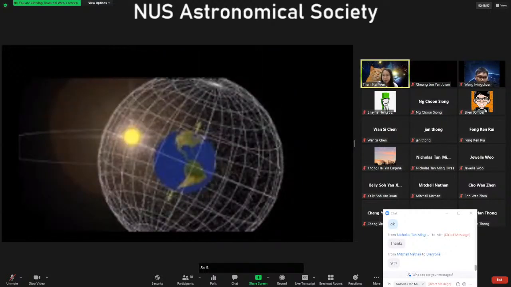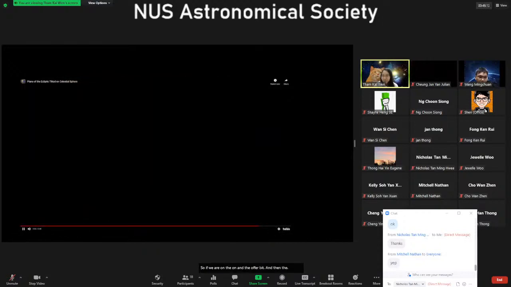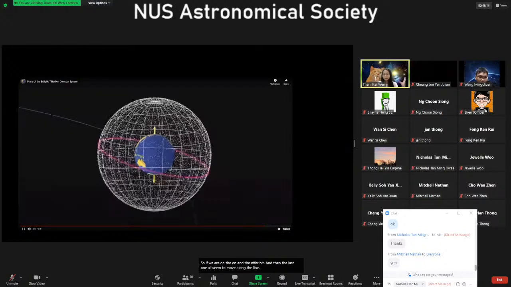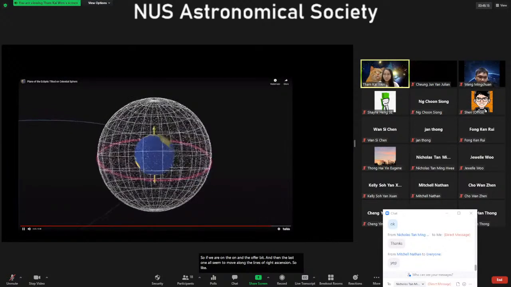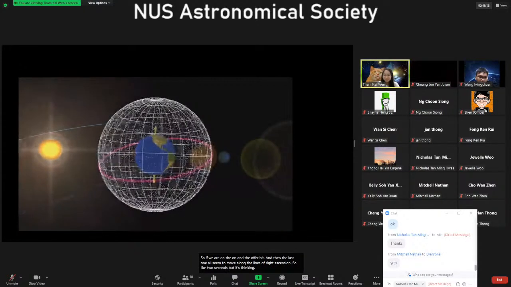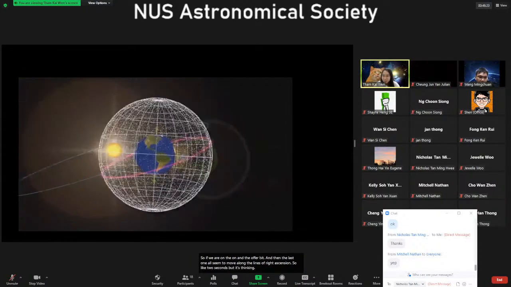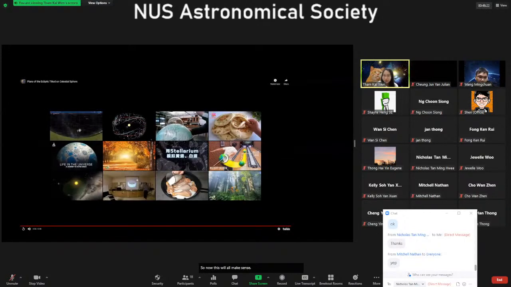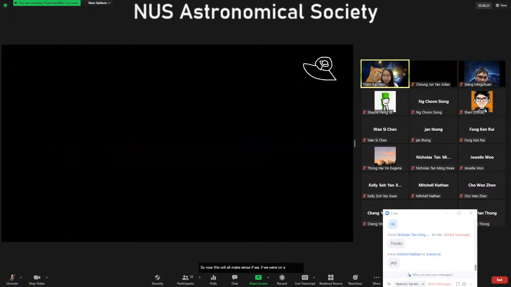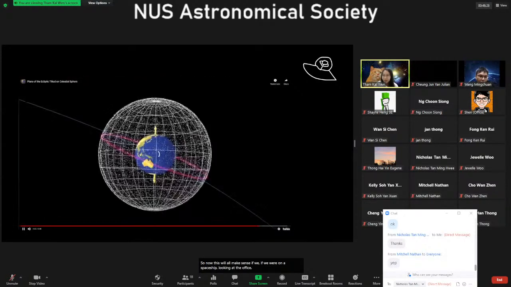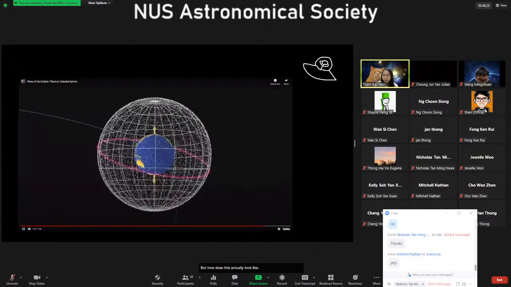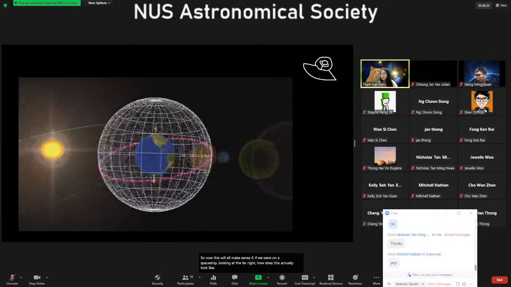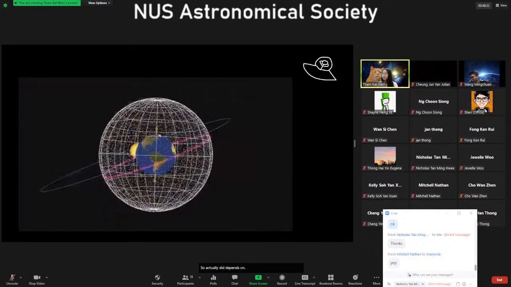So if we are on the Earth and the Earth rotates, then the stars will now seem to move along the lines of right ascension. So take a few seconds for that to sink in. Now this will all make sense if we were on a spaceship looking at the Earth from afar. But how does this map actually look if we were on the Earth? That depends on where you are on the Earth.